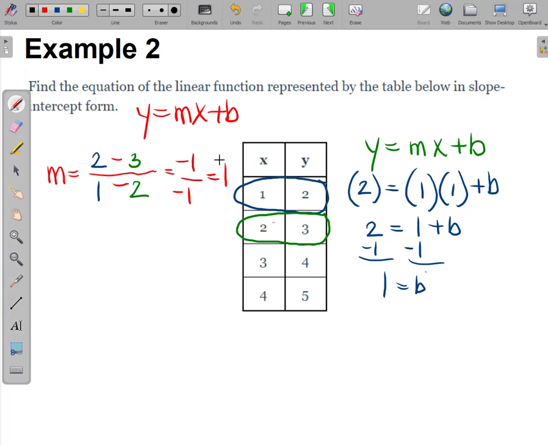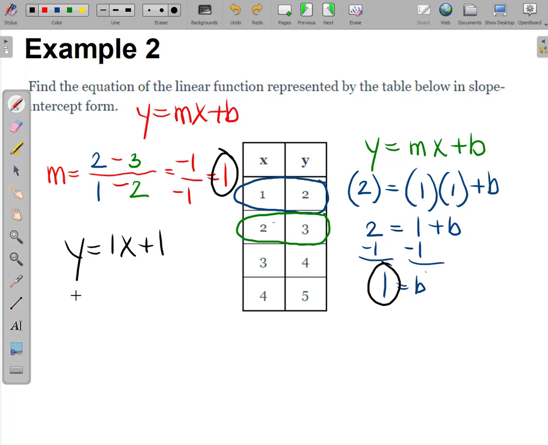Now what I can do is take my m value of 1 and my b value of 1, and write an equation. I'm going to write y equals 1x plus 1. But then I want to draw your attention to that 1. I really don't need a 1 in front of the x. Now there's nothing wrong even if I put 1 over 1. It's just in math we like to simplify whenever possible.